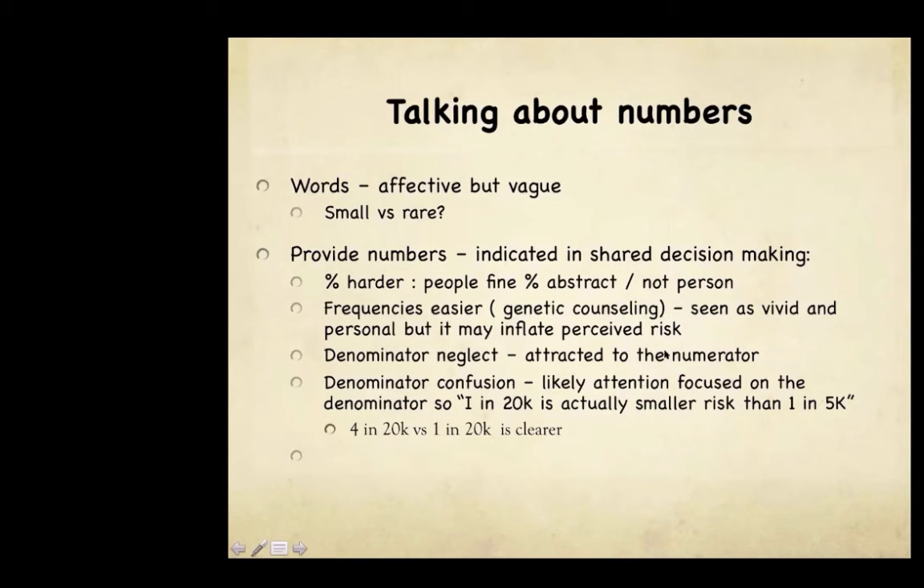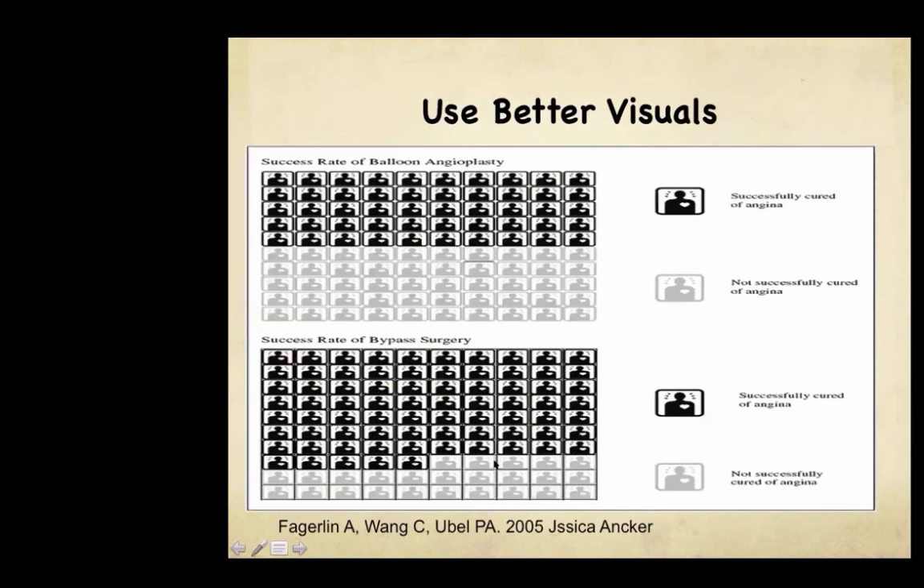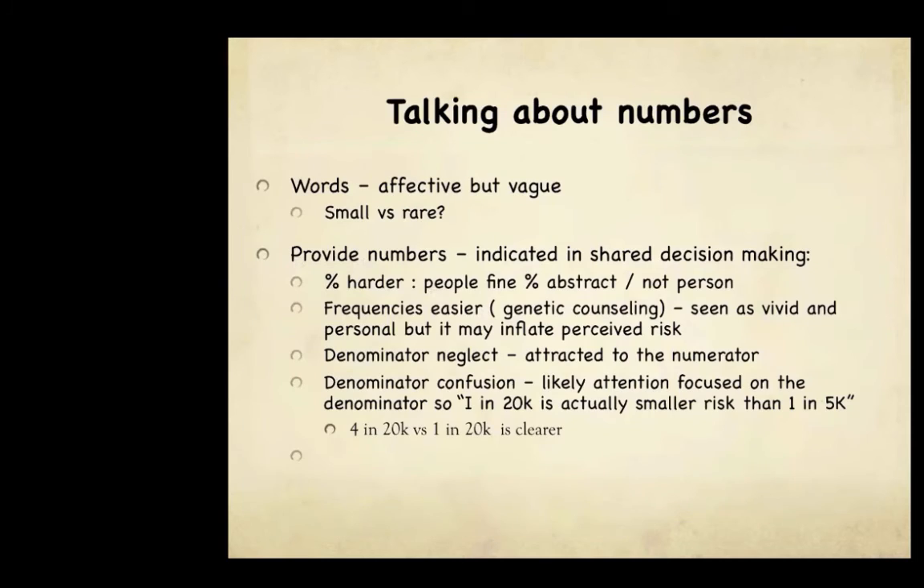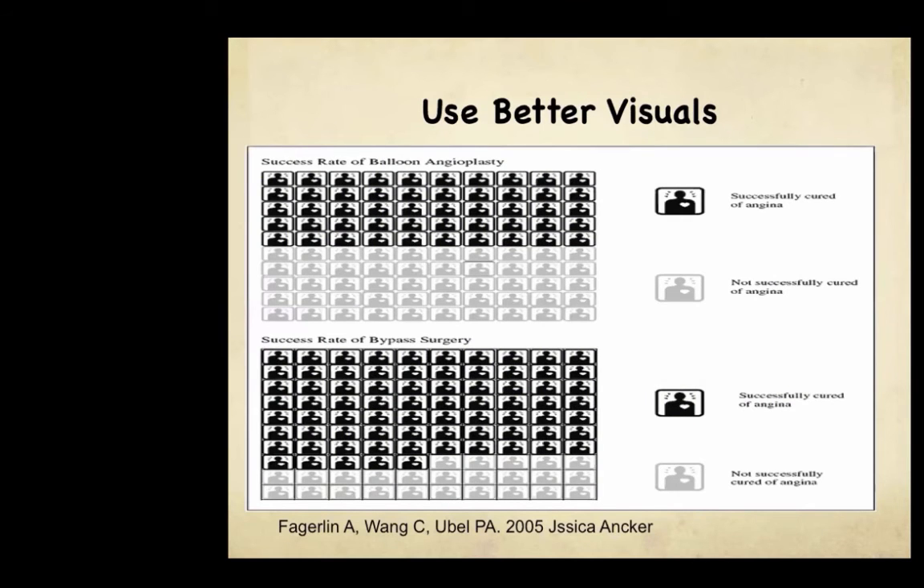Now, I don't know if it was Carla who brought this up before, but have you heard of denominator neglect and denominator confusion? This whole idea that if you say 7 out of 20,000, or 4 out of 20,000, people confuse the numbers and think, is 4 in 20,000 versus 1 in 20,000, which one's clearer? It's this problem because they actually are focusing on the denominator often and not working with the critical number. So people are pretty well settled on the fact that if you're going to use numbers like this with denominators, come up with better ways to visualize.